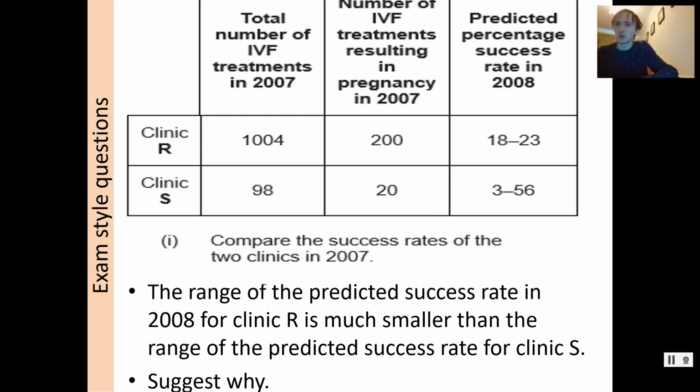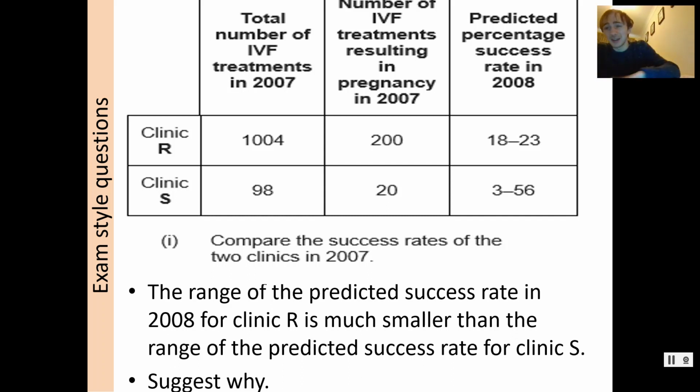If I've only done 2, and both of them have resulted in pregnancy, that's 100%, great. But that doesn't mean if I do 2 again in 2008, I'm going to get 100% again, because it's likely to be a fluke. I've only done 2. Same way here, I did 1,000 in R, and 200 of them resulted in pregnancy, great. That means I can be very confident that if I did it again, it would be another 20-ish%, and they've done 18 to 23, fine.